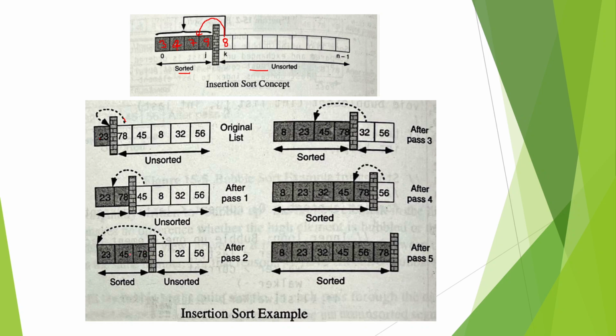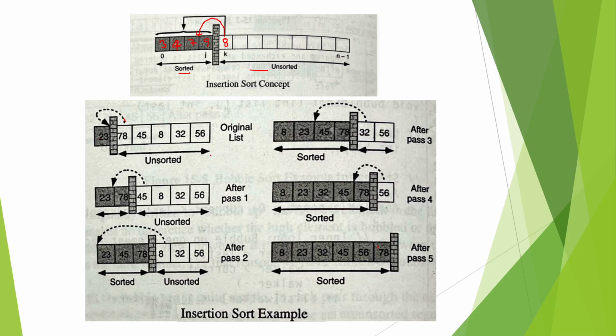So where should 8 go? It does not come after 78, nor after 45, nor after 23. Where will it come? It will come before 23. So we place this 8 before 23. Something like this your list will be. Now pick 32 from the unsorted list. After 23 it will go here. Again we pick 56, the last element, and 56 will go after 45 and before 78. So there we place it. So finally your entire list will be in sorted order.